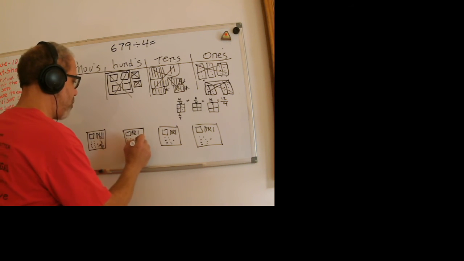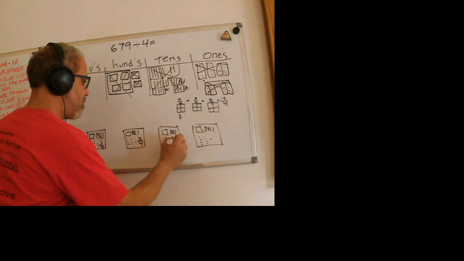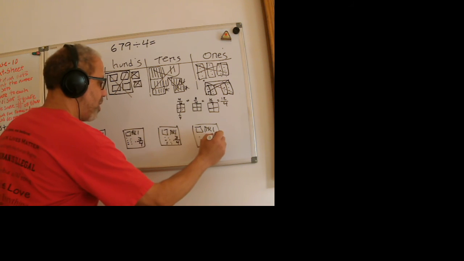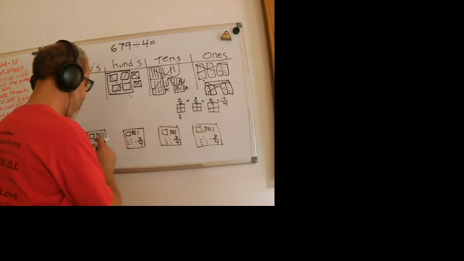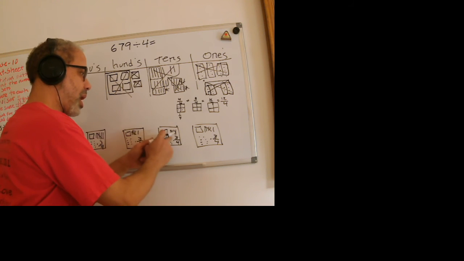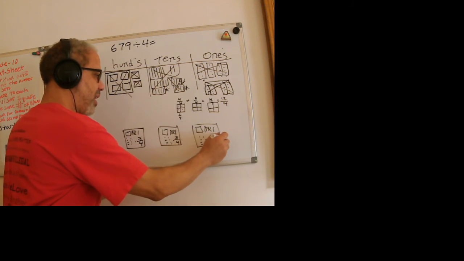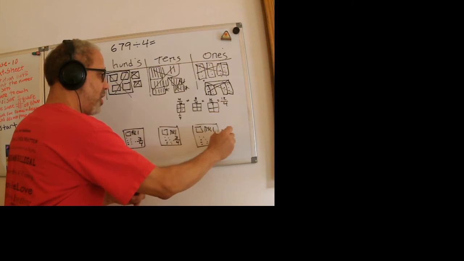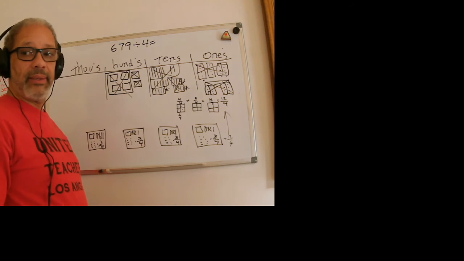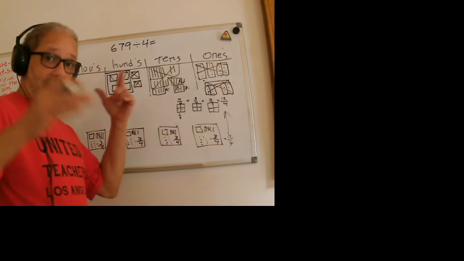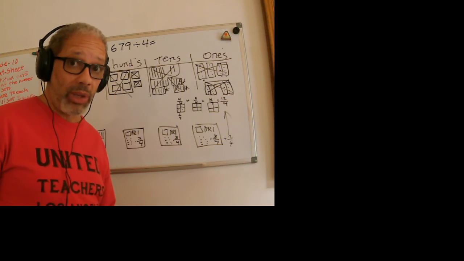This group gets 3 fourths. This group gets 3 fourths. And this group gets 3 fourths. If we add them up, 3, 6, 9, 12. That is 12 fourths, just like that. Right? We're done. There's no more left to share.